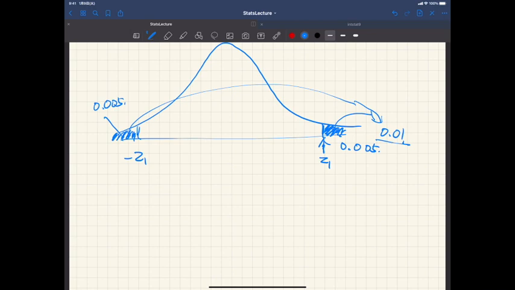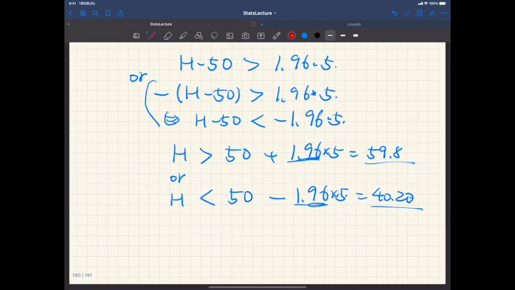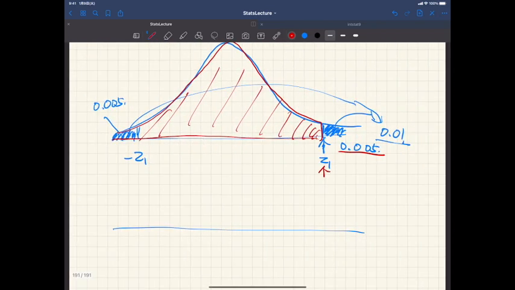But usually the table gives you the cumulative distribution function, so maybe I should use this one, this area. So you look for the number that gives you 0.005 here, and that's the number you want to find for this k. Instead of 1.96, you will have something else.